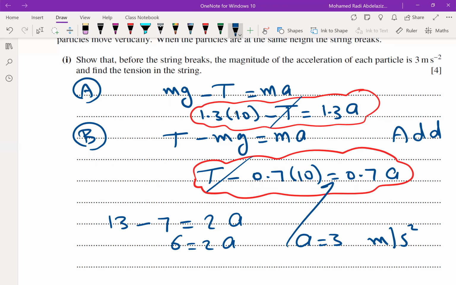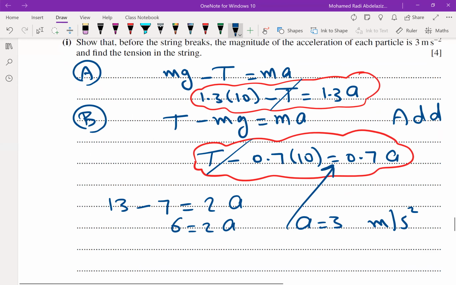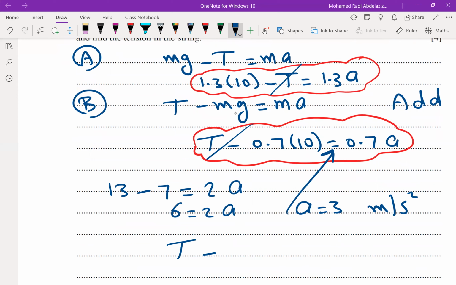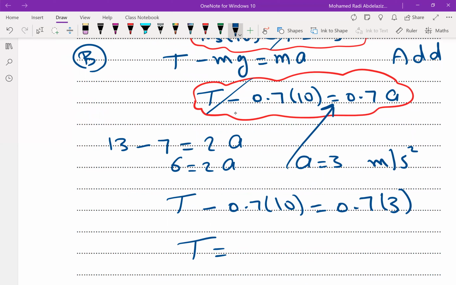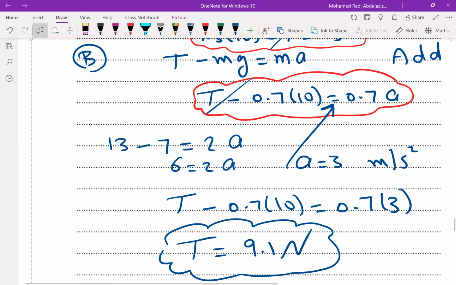After finding the acceleration, you can substitute in this equation to get the value of T. Tension minus 0.7 multiplied by 10 is equal to 0.7 multiplied by 3. So the value of tension will be 0.7 times 3 plus 0.7 times 10. So the value of tension is 9.1 newtons. He asked to show that the acceleration is 3 and the tension is equal to 9.1.